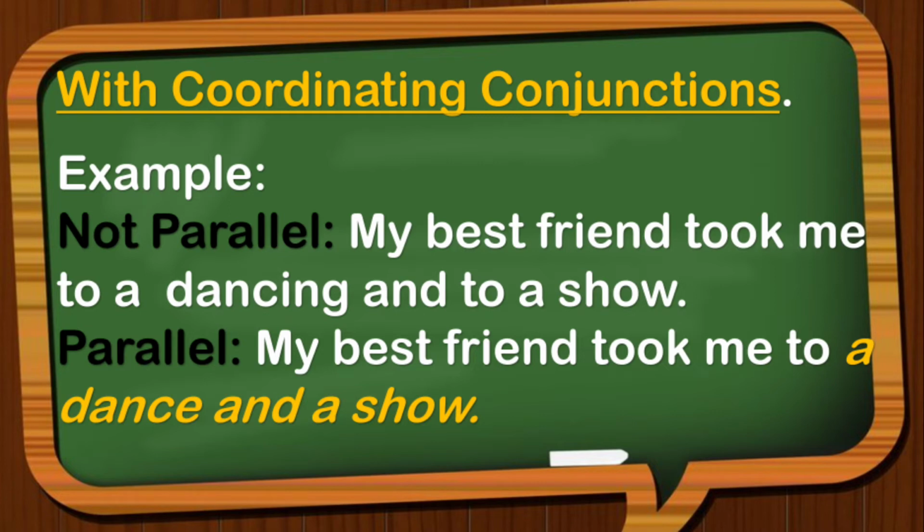So what makes the first sentence not parallel? Because of the words took me to a dancing and to a show. Dancing and to a show is not parallel to one another. And for the parallel one, it is parallel because of a dance and a show. They have the same grammatical pattern. So that's the use of coordinating conjunctions. Did you get it?